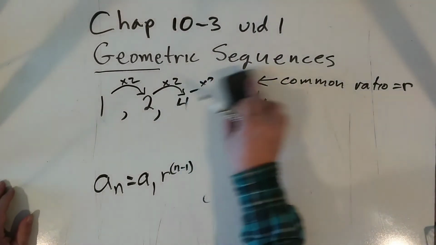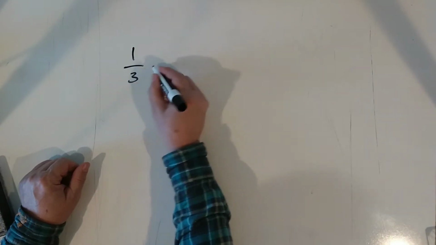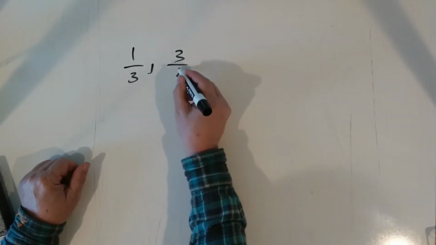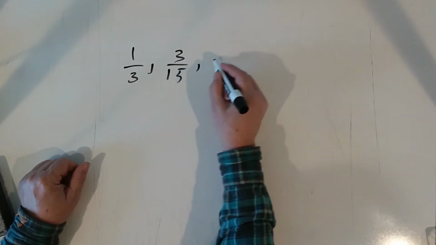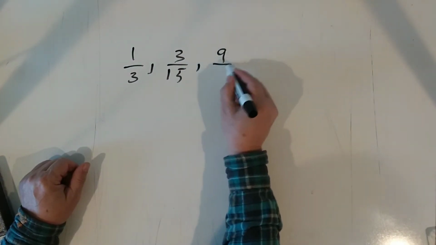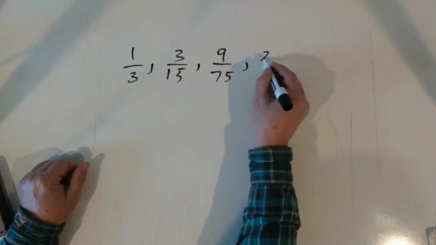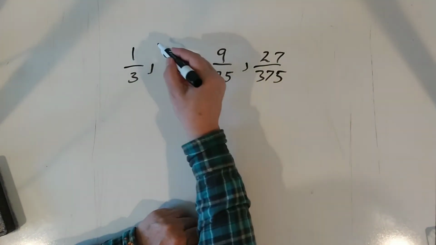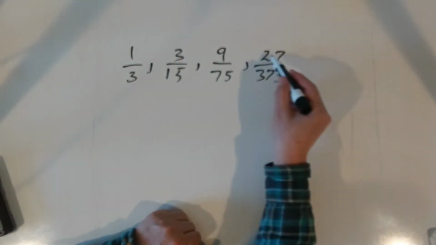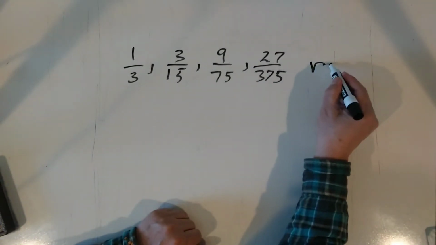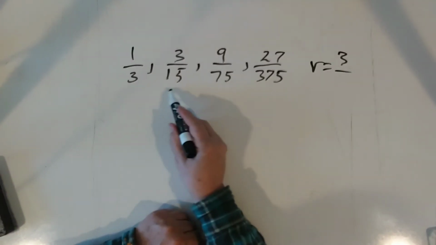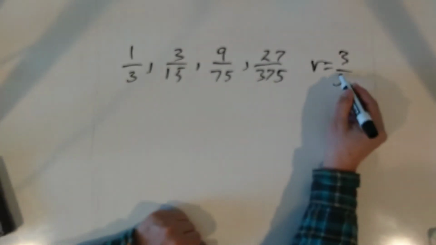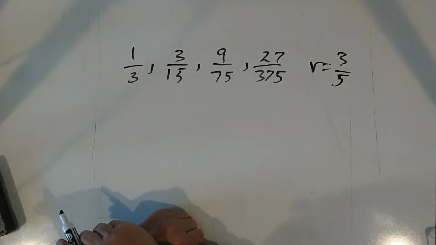Let's look at another geometric sequence, just so we can see how they look. Here's one that's not so obvious. 1/3, 3/5, 9/15, 27/75, 81/375. Well, we notice on top we have a common ratio of 3. In the denominator, I have a common ratio of 5. So here I can see that the common ratio is 3/5.